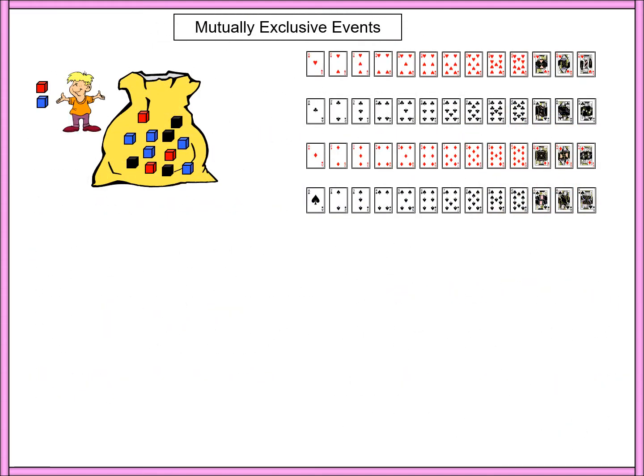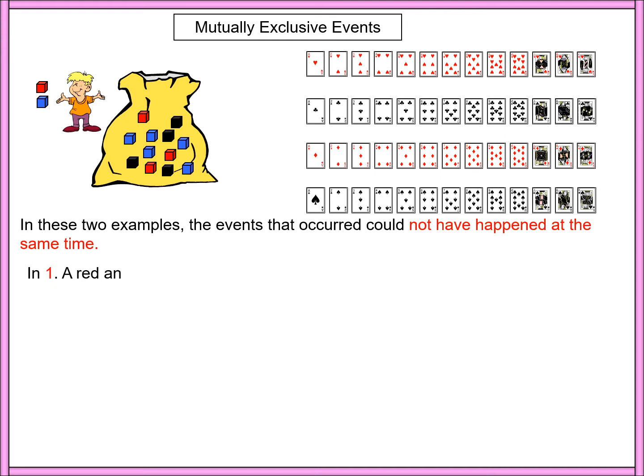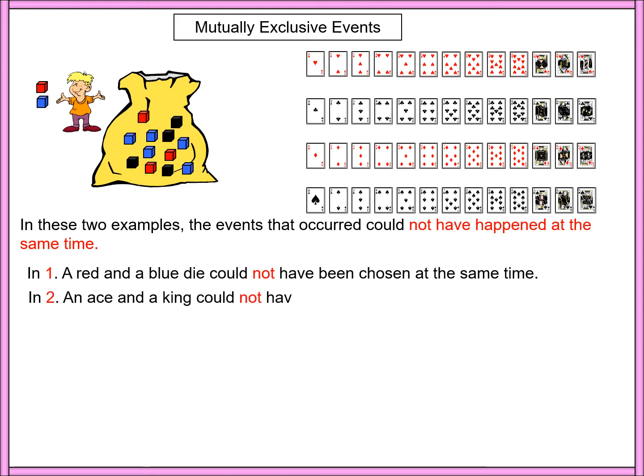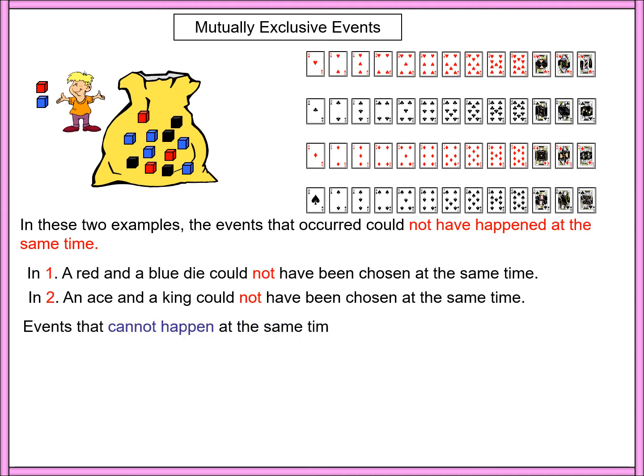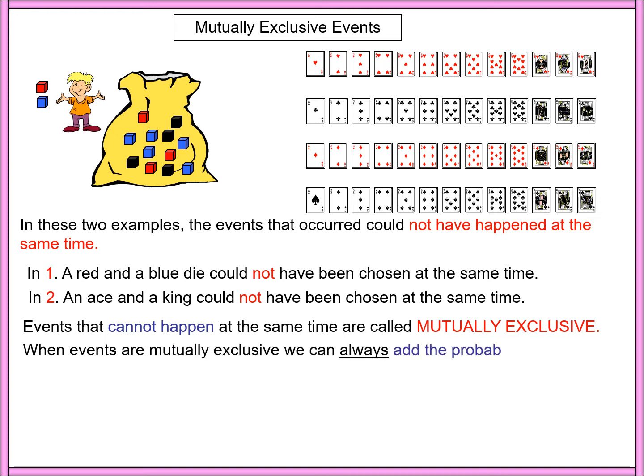So let's remind ourselves what I said about mutually exclusive events. In the 2 examples, the events that occurred could not have happened at the same time. In question 1, a red and a blue cube could not have been chosen at the same time. In example 2, an ace and a king could not have been chosen at the same time. And as we just said, events that cannot happen at the same time are called mutually exclusive. But again, I don't want you to overly think that, okay? Because when we do examples and when we do the GCSE, they will give you mutually exclusive events, okay?